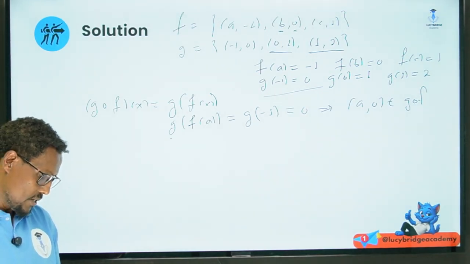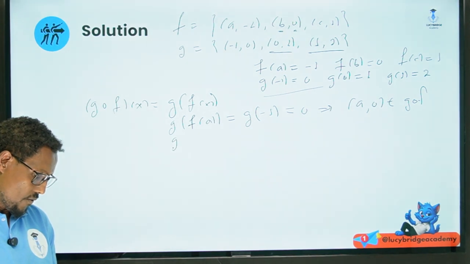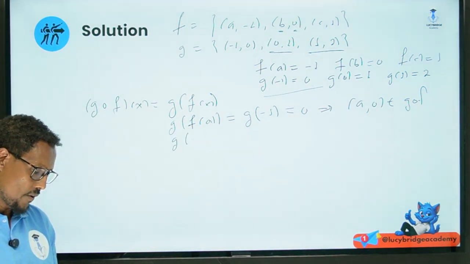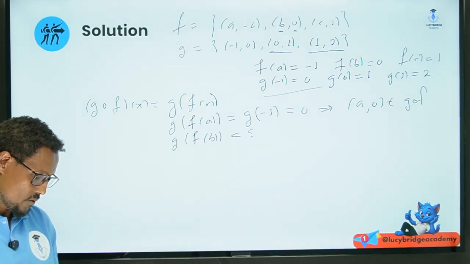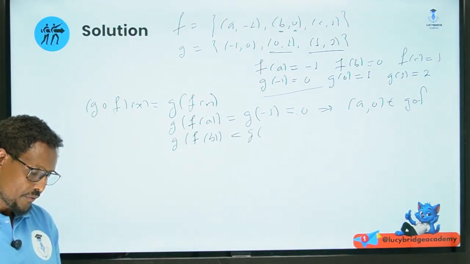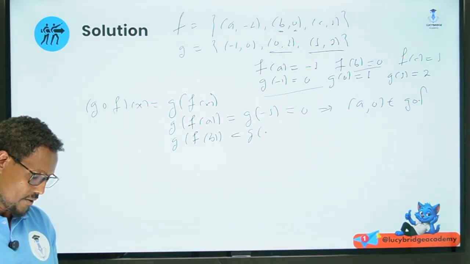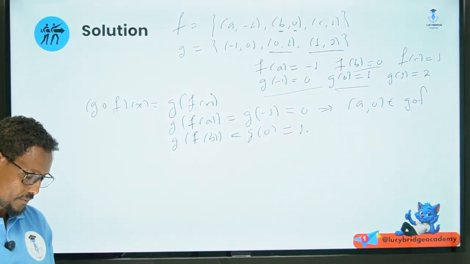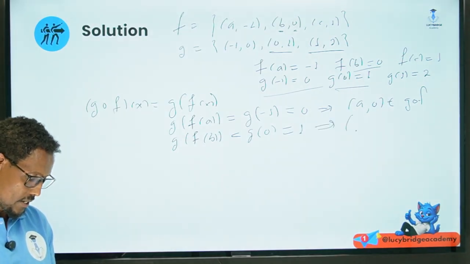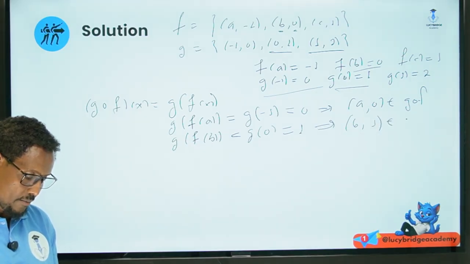Next, G of F of B, which is equal to G of what is F of B? F of B is 0, and G of 0 is 1. This means that (B, 1) is an element of G circle F. Okay.